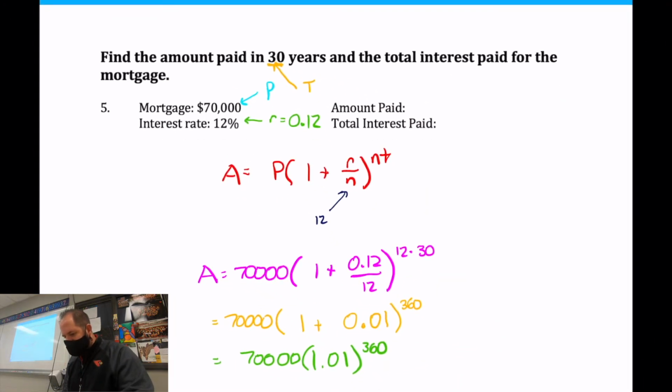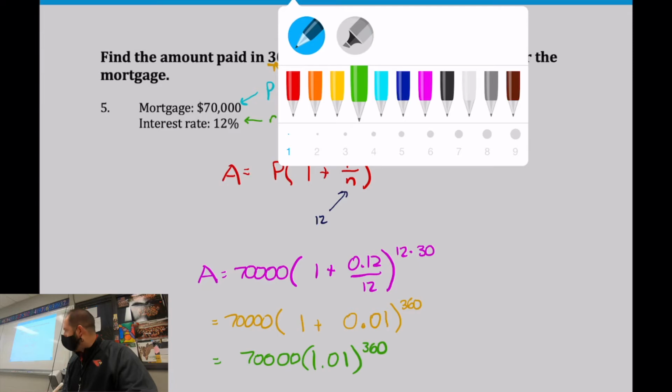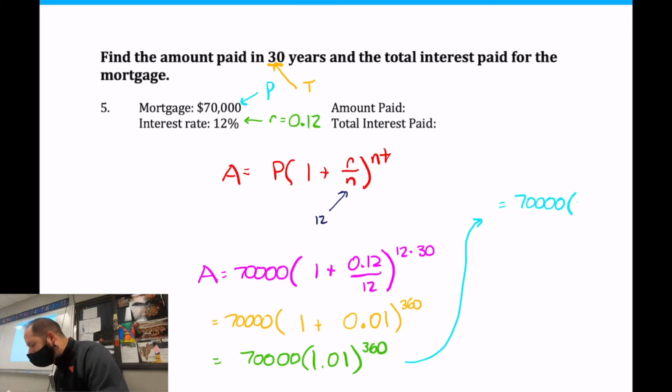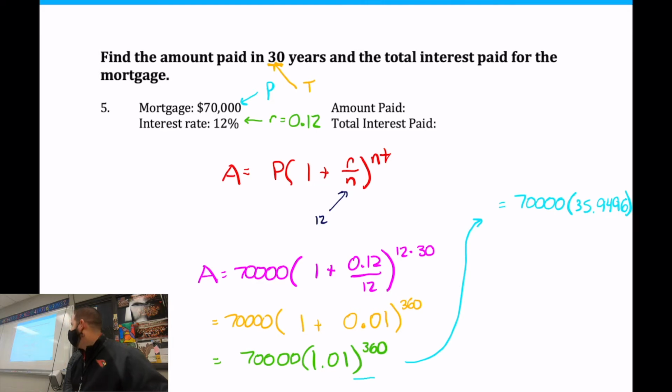So this turns out to be, so I'm going to continue up here. Hopefully this makes sense to you. 70,000, right? I didn't really touch that number yet. And on the other, the 1 to the 360th power, that was 35.9496. I always want to go about 4 or 5 decimal places. That number was this thing right here that I just did.